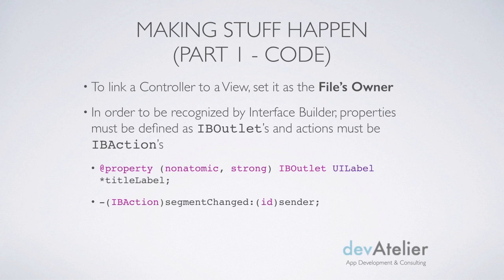So when you open up your storyboard and you select the view controller, the center tab will allow you to select the file's properties. Within there, one of the drop downs is File's Owner. File's Owner specifies the class that controls the view controller.